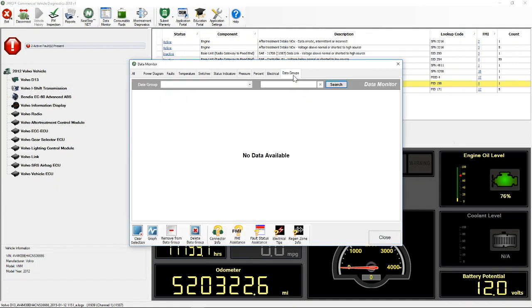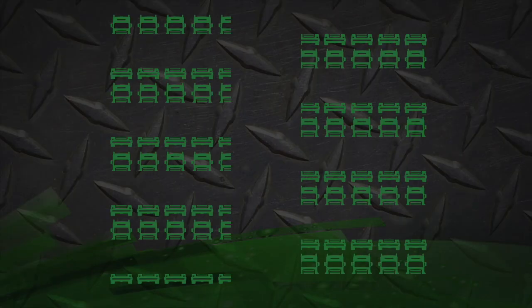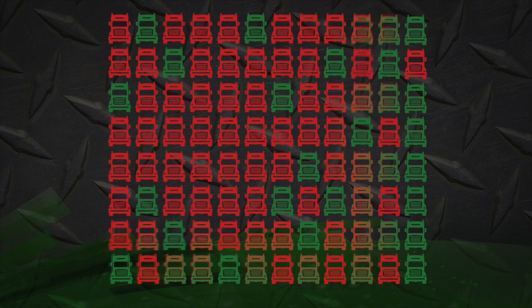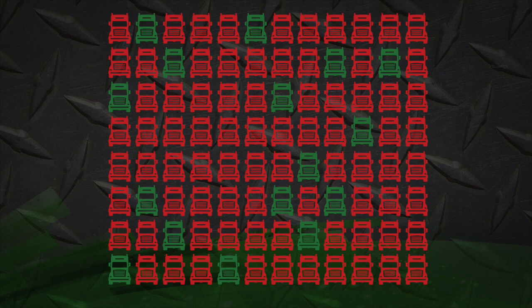The final tab in the Data Monitor is Data Groups. What is a data group? A data group is a template of values that you establish that you can access consistently and quickly when you connect to a vehicle. For example, let's say you have 100 new trucks coming in. Those new trucks run for about 30 days, and in that time, 20 of them have the same failure. Logically, we can expect the other 80 to have the same issue sometime in the coming days.